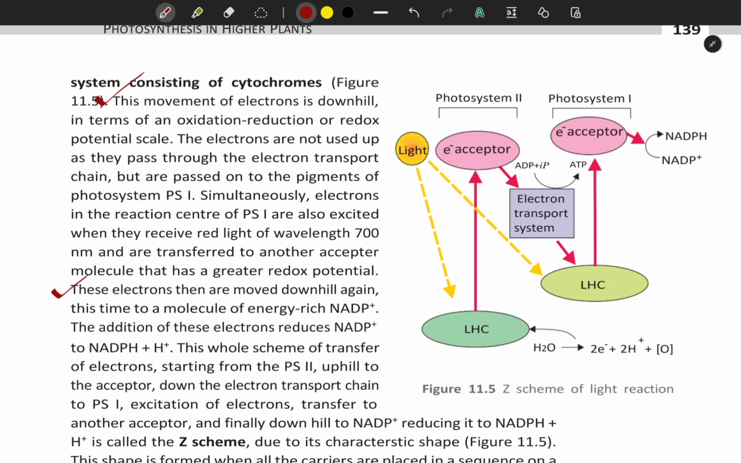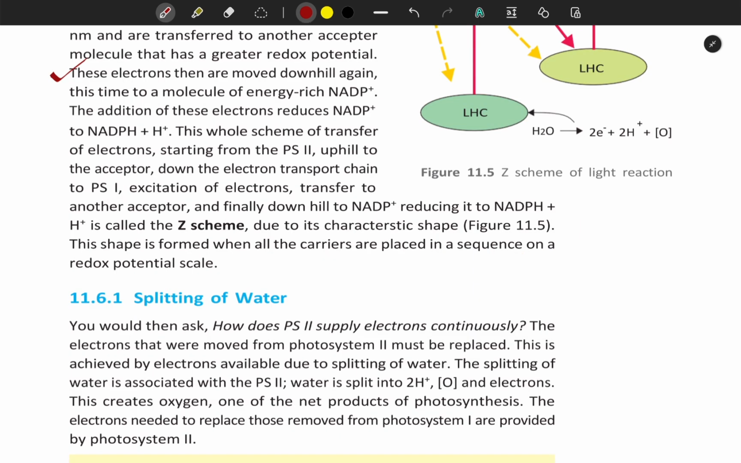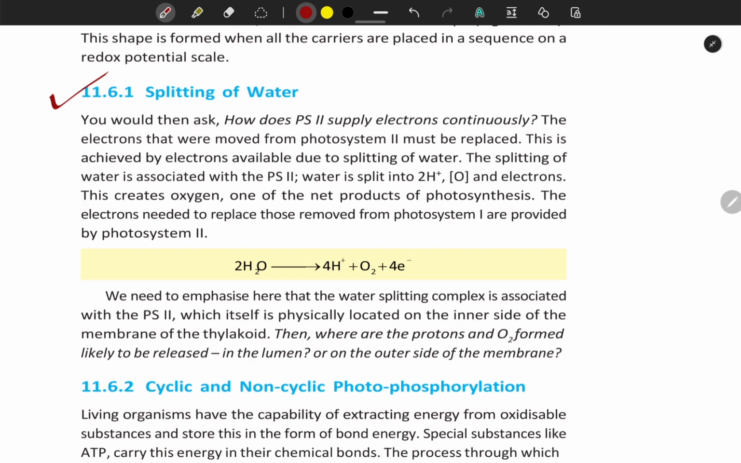This whole scheme of transfer of electrons, starting from PS II uphill to the acceptor, down the electron transport chain to PS I, excitation of electrons, transfer to another acceptor, and finally downhill to NADP+, reducing it to NADPH + H+, is called the Z scheme. It is so called due to its characteristic shape. This shape is formed when all the carriers are placed in a sequence on a redox potential scale. 11.6.1 Splitting of water.